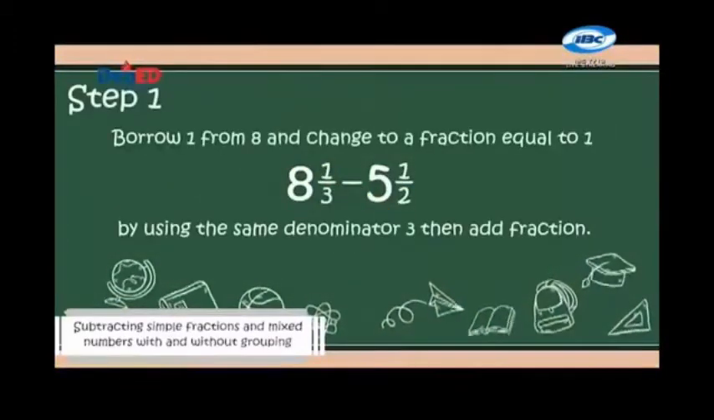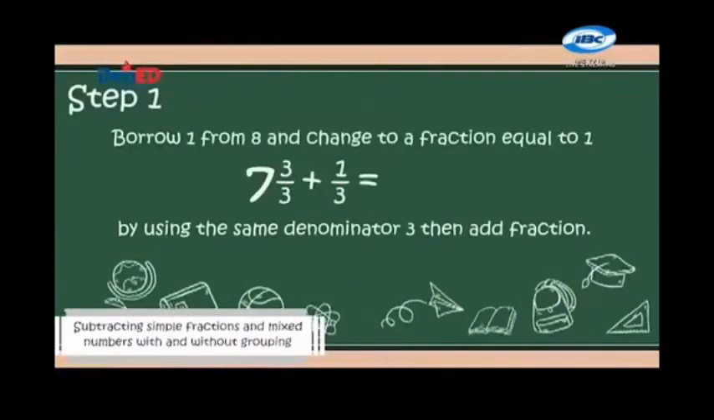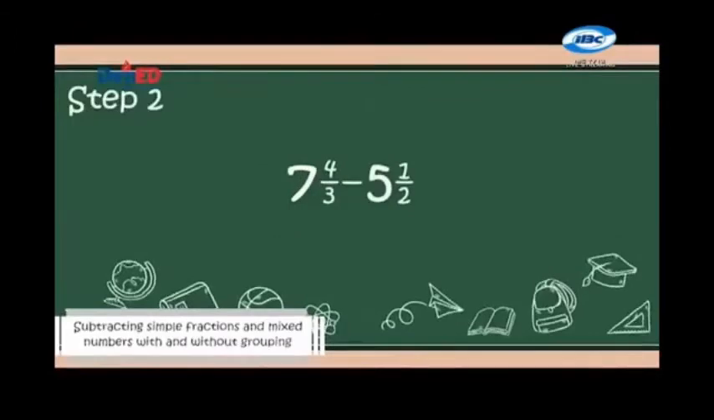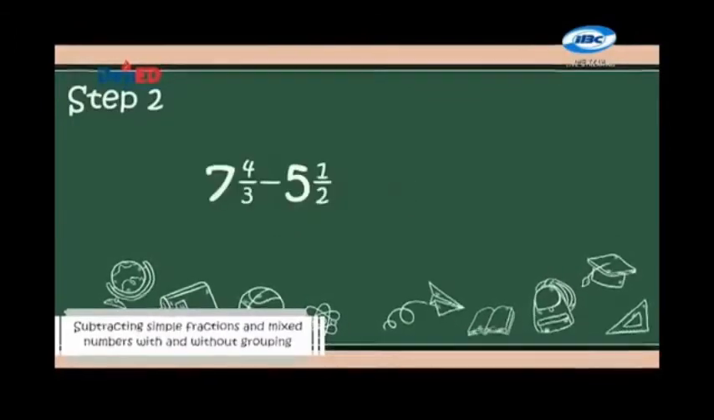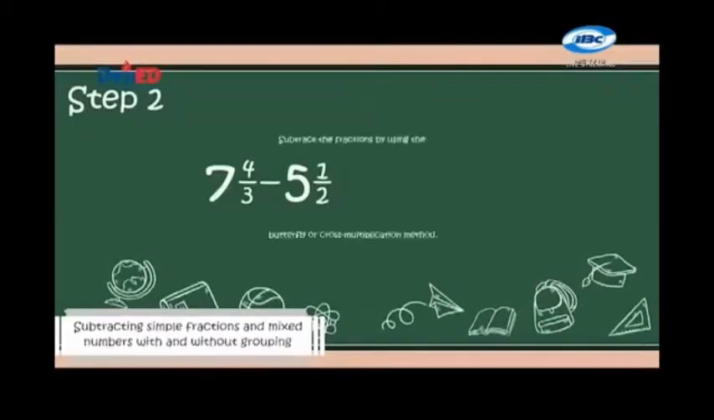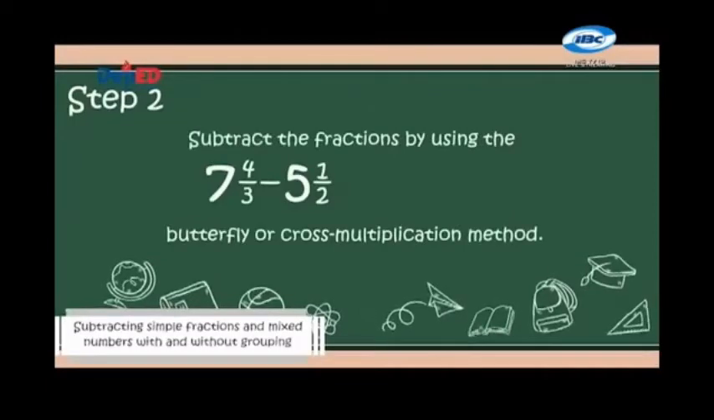Step 1. Borrow 1 from 8 and change to fraction equal to 1 by using the same denominator, 3. Then add fraction 1/3. We have now 7 and 3/3 plus 1/3 equals 7 and 4/3. Subtract it now to 5 and 1/2. Step 2. Subtract 7 and 4/3 minus 5 and 1/2 by using the butterfly or cross multiplication method.